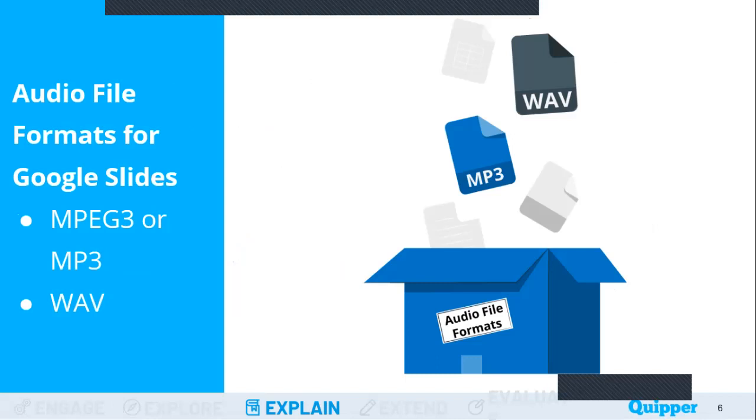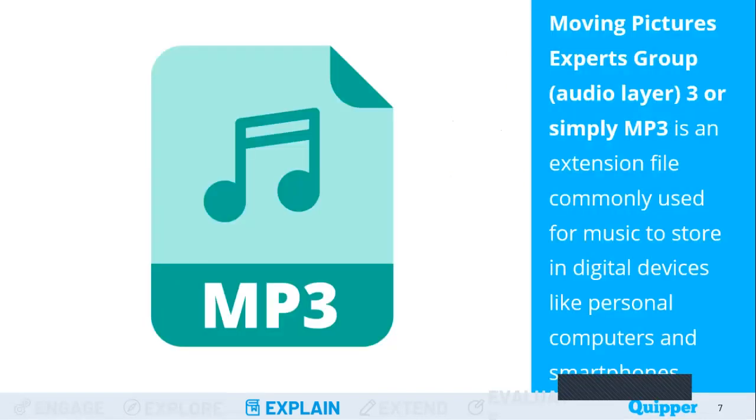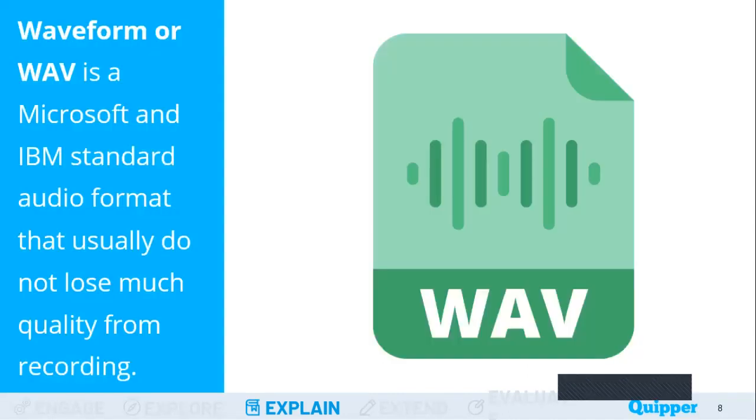We have audio file formats for Google Slides. We have MP3. Moving Picture Experts Group audio layer 3, or simply MP3. MP3 is an extension file commonly used for music to store in digital devices like personal computers and smartphones. Waveform, or WAV, is a Microsoft and IBM standard audio format that usually does not lose so much quality from recording.